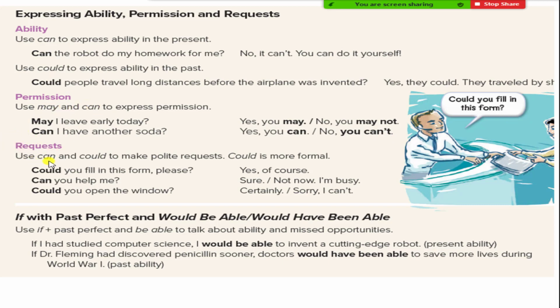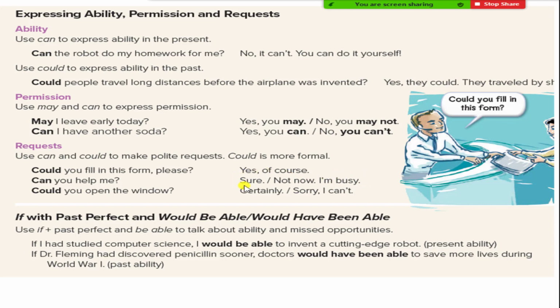Request. Use can and could to make polite requests. Could is more formal, and we always use could in formal speech, when we speak formally, for example with someone older than me, to be polite, out of respect. Okay. Could you fill in this form please? Yes, of course. Can you help me? Sure.